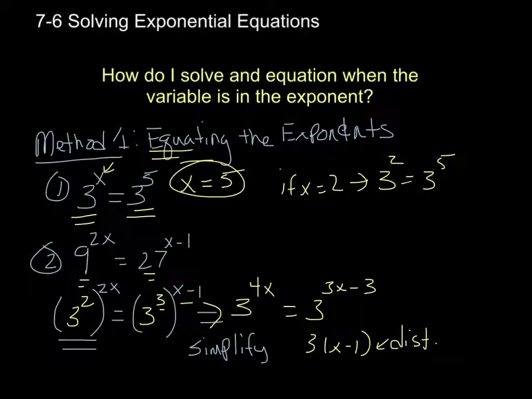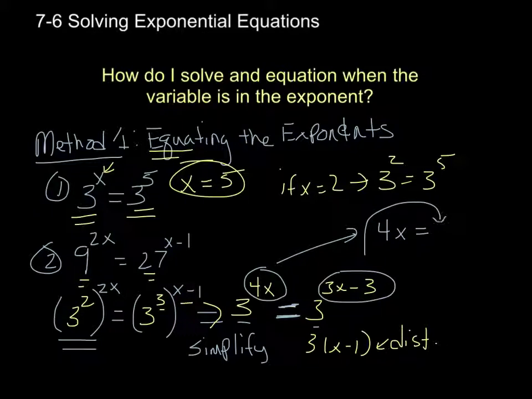Okay, now I have a very, very similar situation to what I had in number 1. 3 raised to a power equals 3 raised to a power. And if 3 to a power equals 3 to a power, gosh, the powers have to be the same, because the definition of equal says these are the same. And the 3's are already the same, so the exponents must also be the same. So 4x, right, must equal 3x minus 3. The exponents have to be equal. We are equating the exponents.